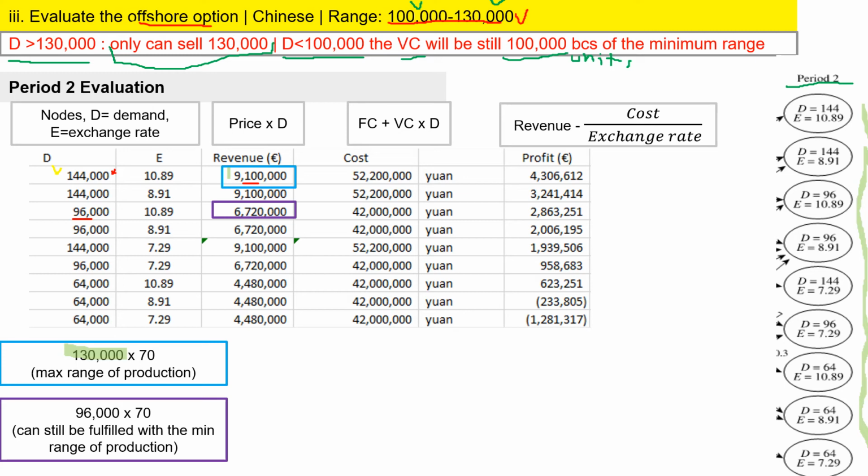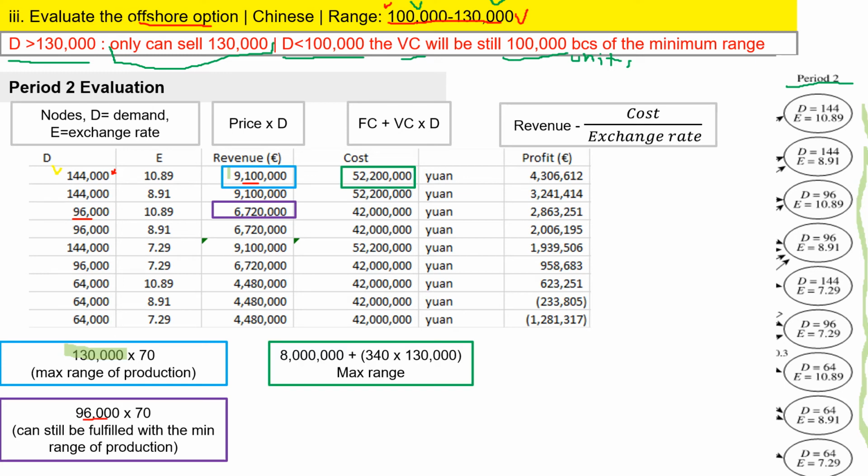And yes, we can fulfill that with our production range. So the revenue is 96,000 times the price 70, and we got this number. And then for the cost, the cost in these notes is the fixed cost in the Chinese plants, which is 8 million yuan plus 340 yuan times the amount that we purchase, which is 130,000. That is the maximum range, and then we got this number.